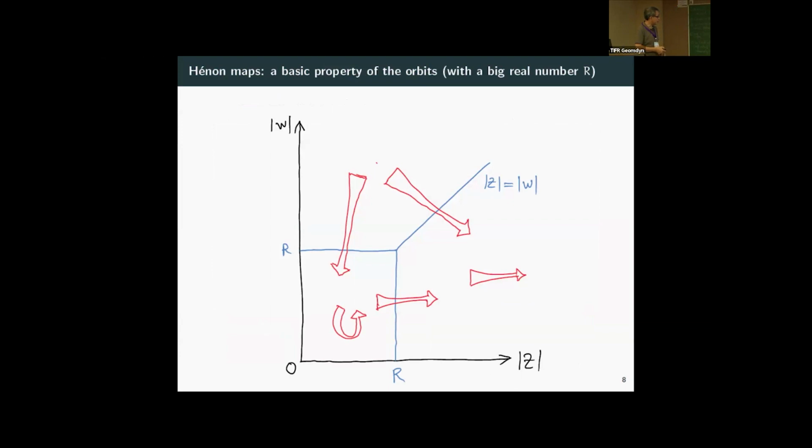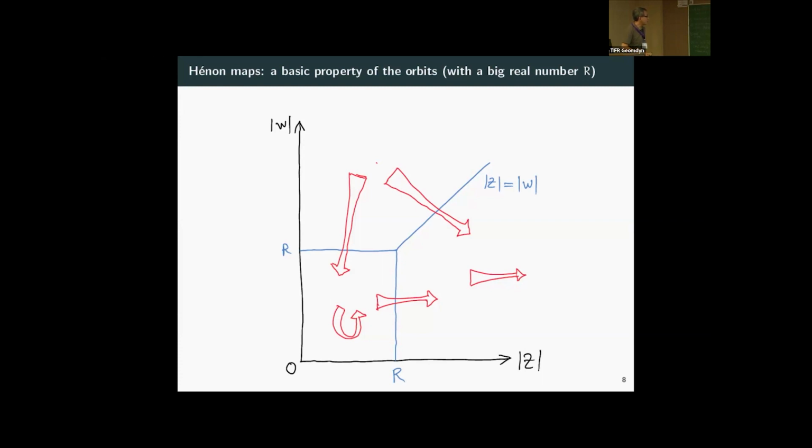So here is this classical picture for the modulus of Z and modulus of W. You can choose a big real number R, and then you divide this space into 3 parts. Here's the modulus of Z equal to R, here's the modulus of W equal to R, and here's the modulus of Z equal to the modulus of W. The point that you see here is actually a real torus because we are in dimension 4. It's just to remember that we are not in dimension 2 here.